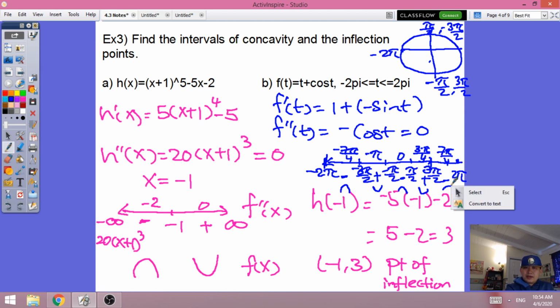Okay, so that shows the interval of the concavity. Again, in order to find the y value for the point of inflection, you need to plug in those numbers: negative 3 pi over 2, negative pi over 2, positive pi over 2, 3 pi over 2, back into the original equation.